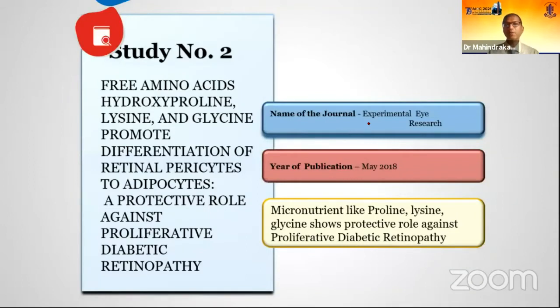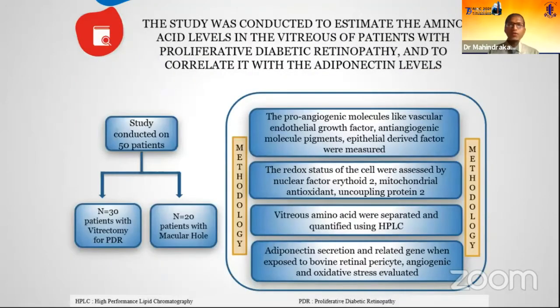The second study, published in Experimental Eye Research in May 2018, suggests that micronutrients like proline, lysine, glycine show a protective role against PDR. So what was the study? It was conducted to estimate the amino acid levels in the vitreous of patients with PDR and to correlate them with adiponectin levels. In this study, there were two groups, one group having 30 patients and the other group having 20 patients. One had PDR, patients who had undergone vitrectomy, and the other had patients with macular hole.